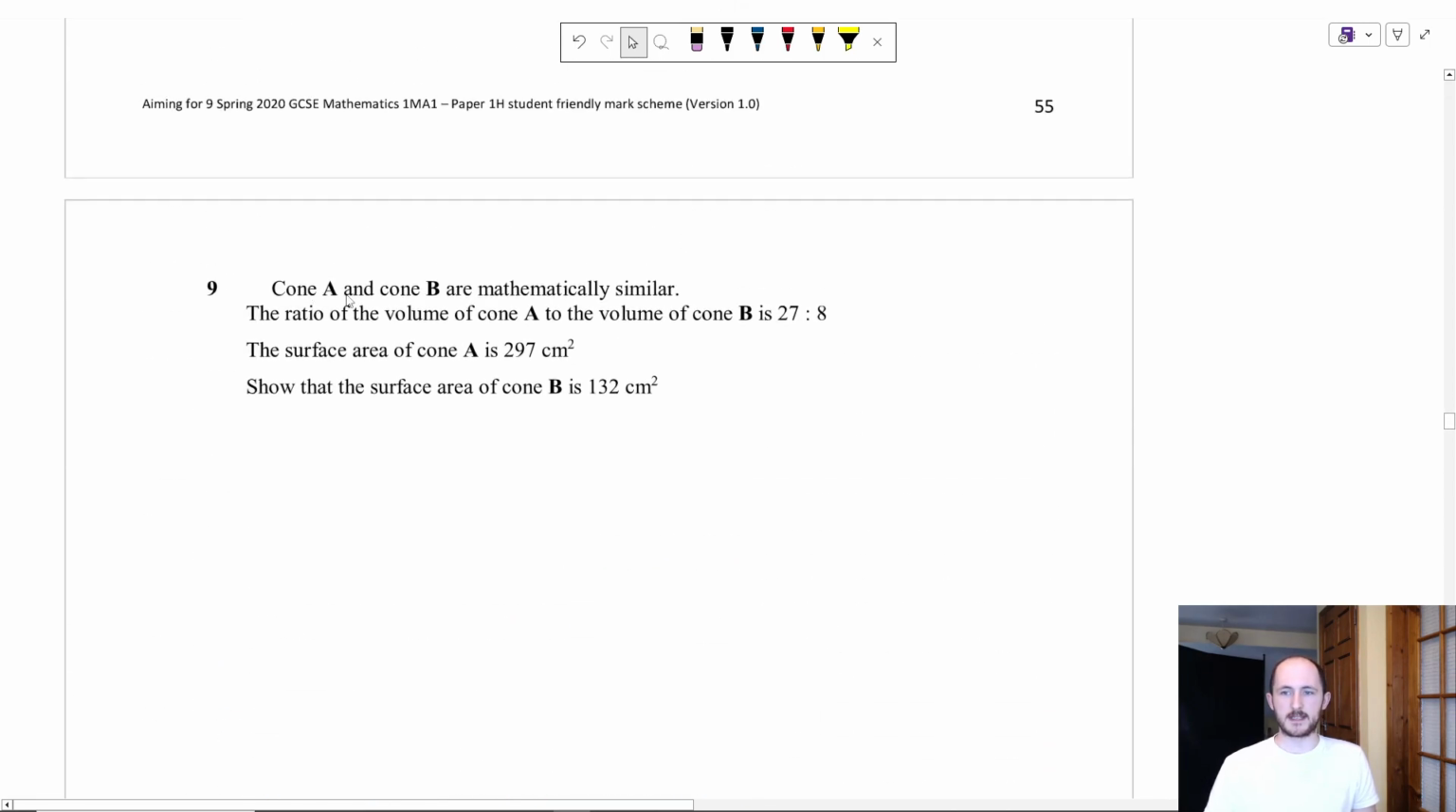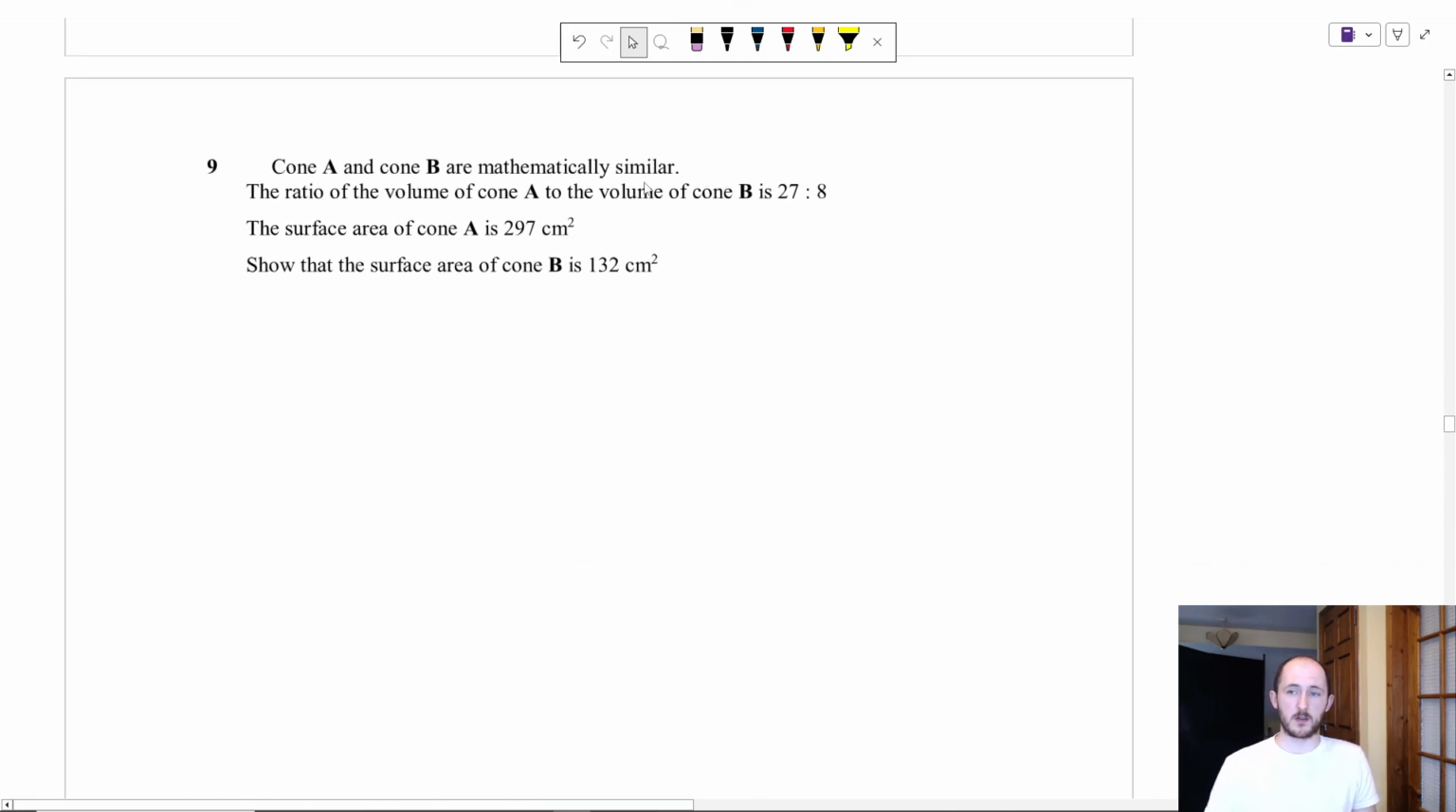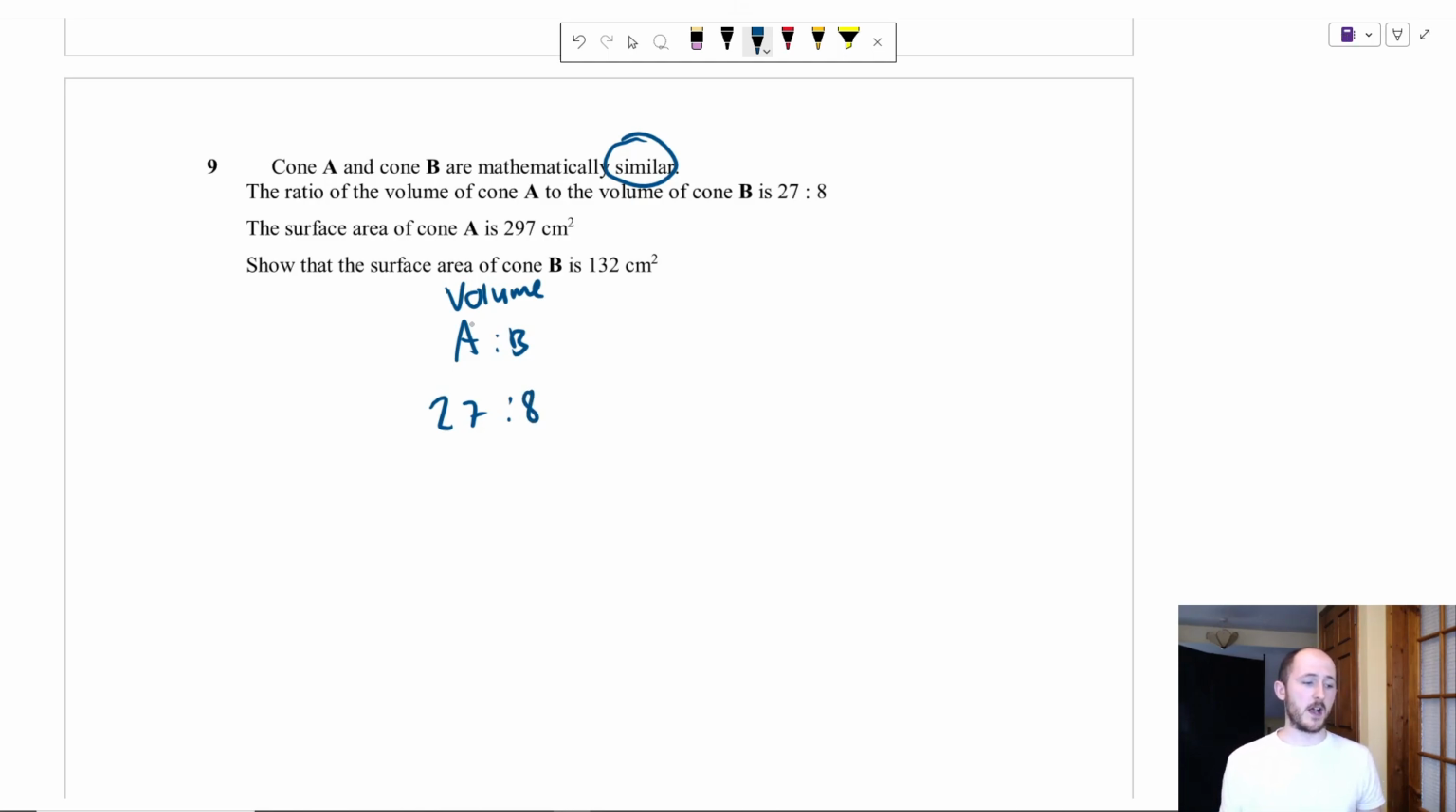So yeah, for this question, it's scale factors. How do I know it's scale factors? Because of the word similar. Similar always means scale factor, 100% of the time. And it says the ratio of A to B, and this for volume, is 27 to 8. And it's asking us to work out surface area.